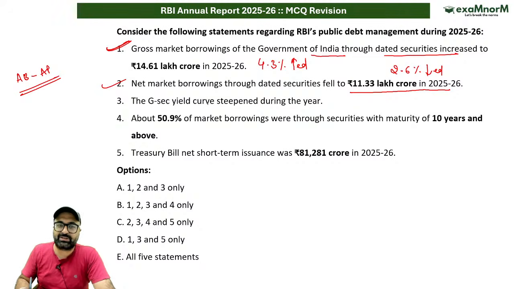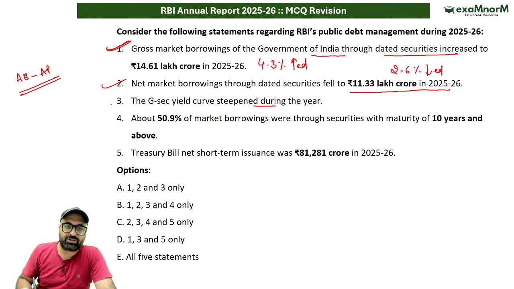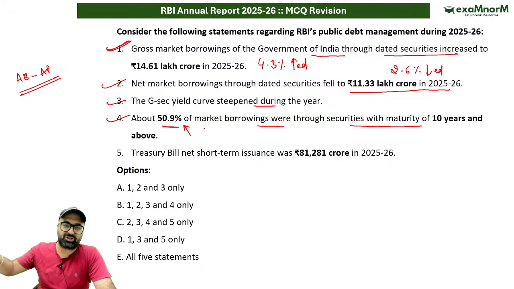This is correct. Government security yield steepened during the year. This is correct कि जो आपकी government security का yield है, that was steepened during the year. This is absolutely correct. उसके बाद about 50.9% of market borrowings were through securities with maturity of 10 years and above. तो आरबीआई से जो बोरिंग हो रही है, गवर्नमेंट जो बोरिंग कर रहा है थ्रू आरबीआई, उसके बदले में public is purchasing the government securities, and the total borrowing is done around 51% from 10 years or above maturity government securities.